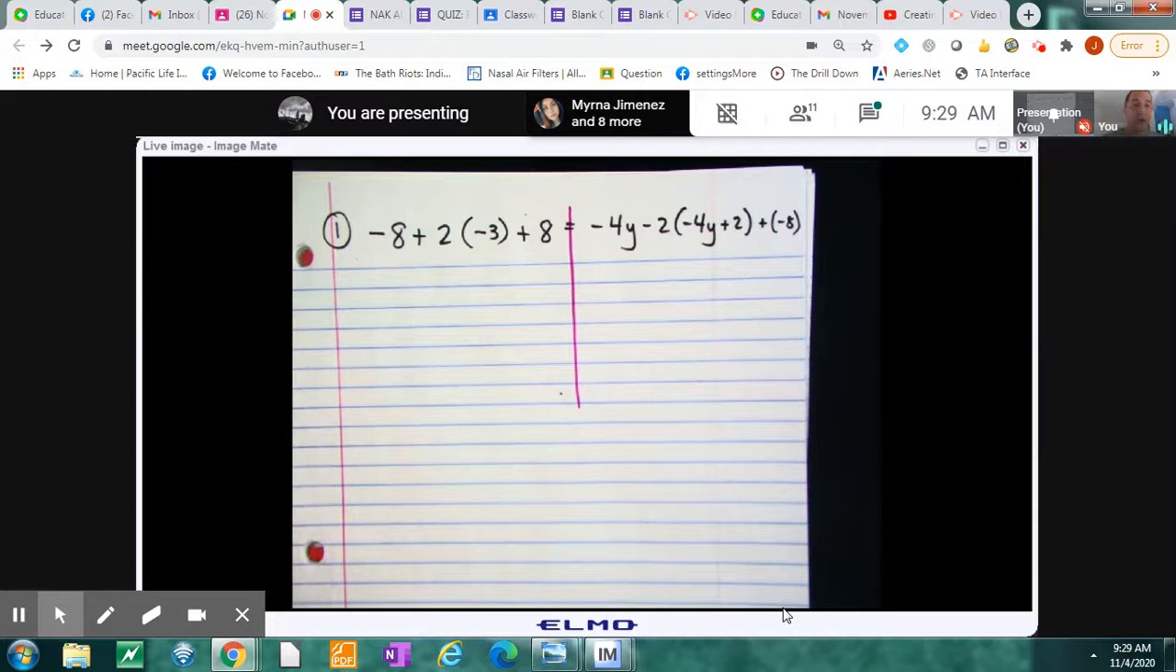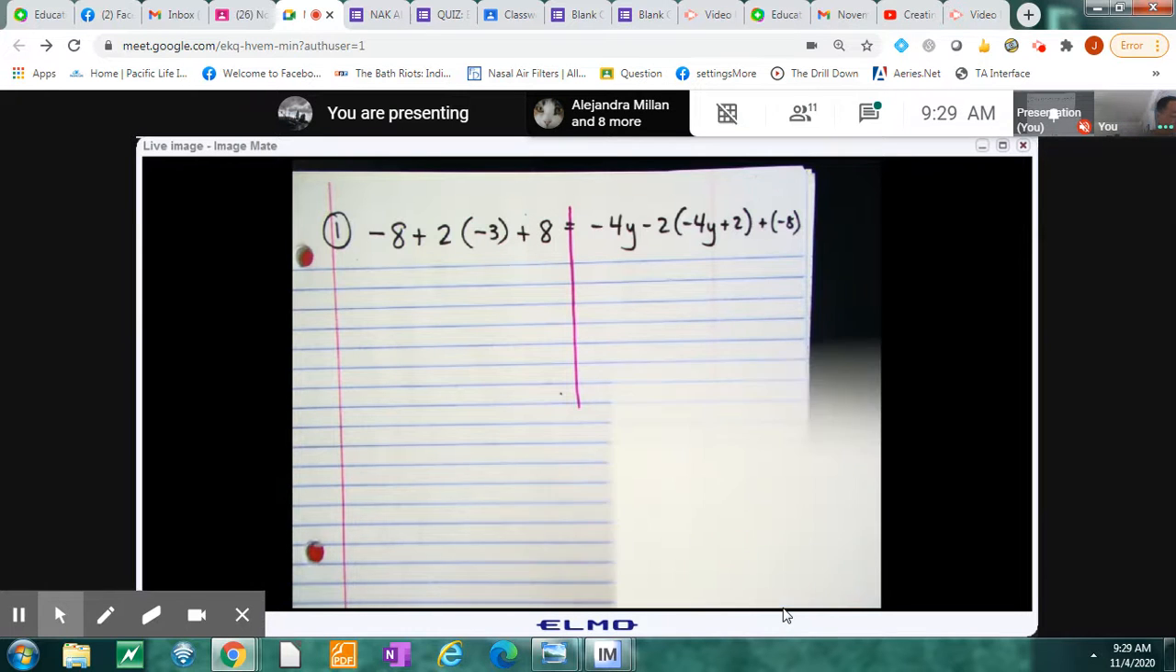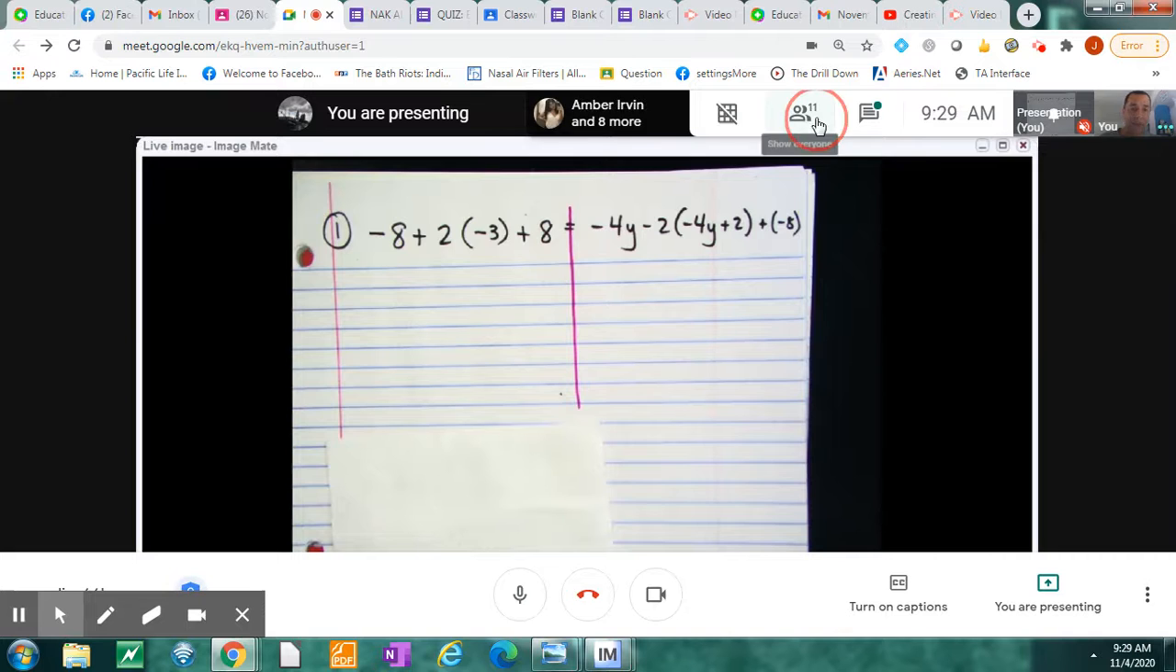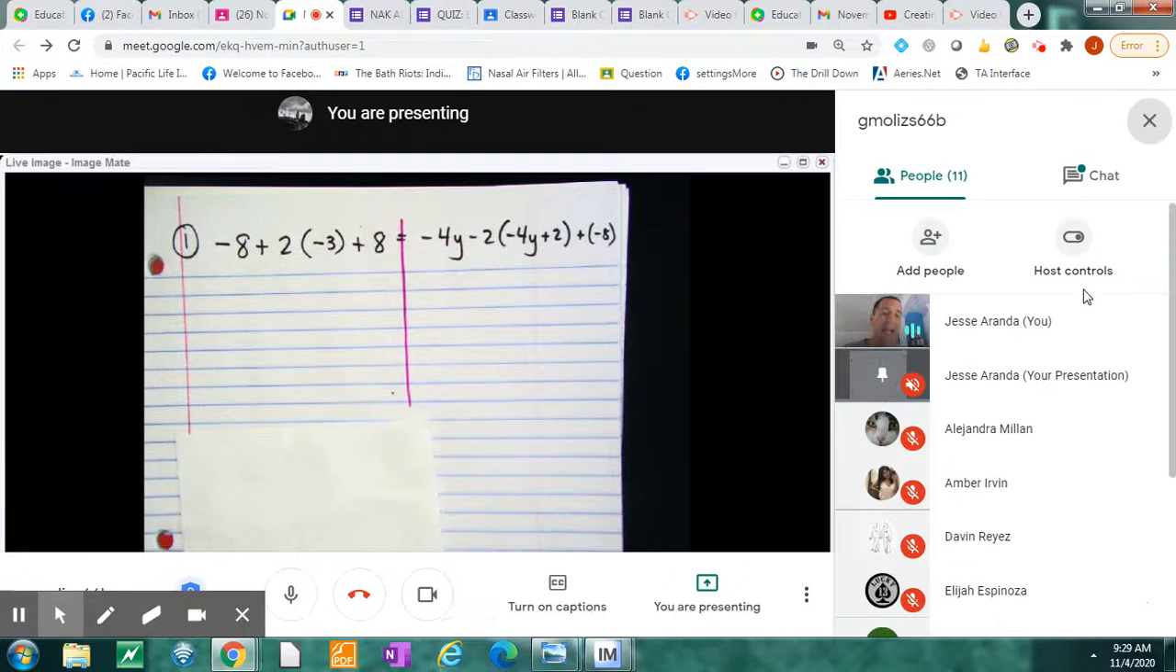So which side do you want to do? The left or the right? So let me pick on someone. I mean, not like pick on you, but like pick you. Alejandra, which side do you want to do? The left or the right? Pick one. It doesn't matter.